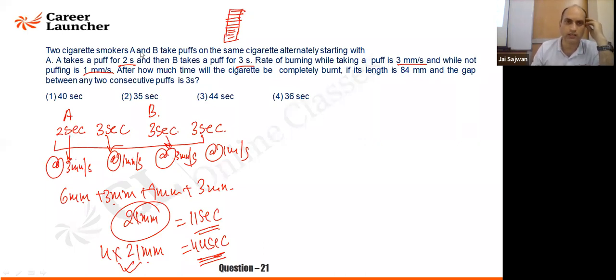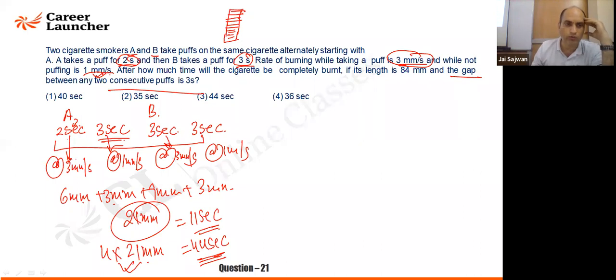See, let me repeat it. What is given in the question is that there are two smokers, A and B. Whenever they are taking a puff, A takes a puff for 2 seconds, B takes a puff for 3 seconds. The rate of burning of the cigarette is 3 millimeters every second while puffing, and if no one is puffing, then it is 1 millimeter per second. So first A takes a puff for 2 seconds, then a break of 3 seconds because the gap between two consecutive puffs is 3 seconds, which is given. Then B takes a puff, then 3 seconds of break, then the same thing repeats.